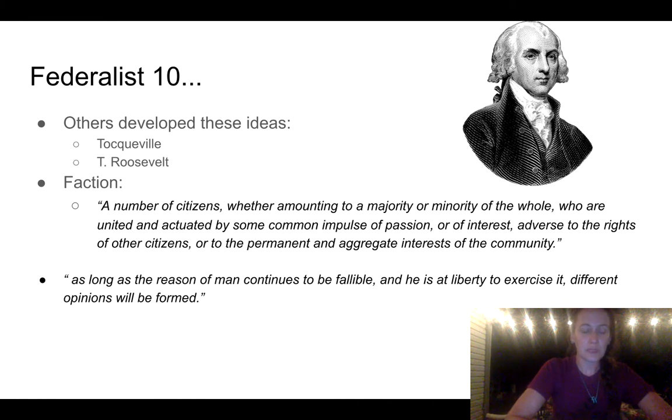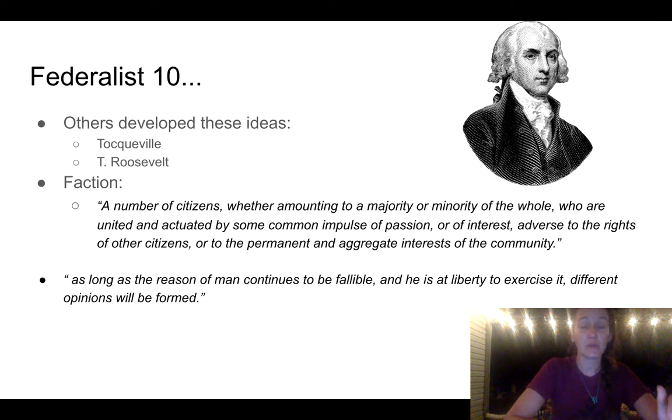So let's see if I can explain this here. In Federalist 10, Madison described what a faction is. He says, you can see here, a number of citizens, whether amounting to a majority or minority of the whole, who are united and actuated by some common impulse of passion or of interest, adverse to the rights of other citizens, or to the permanent and aggregate interests of the community. So the latter part of the statement refers to how factions can endanger the rights of others in a lasting way that also endangers the interests of the entire community.